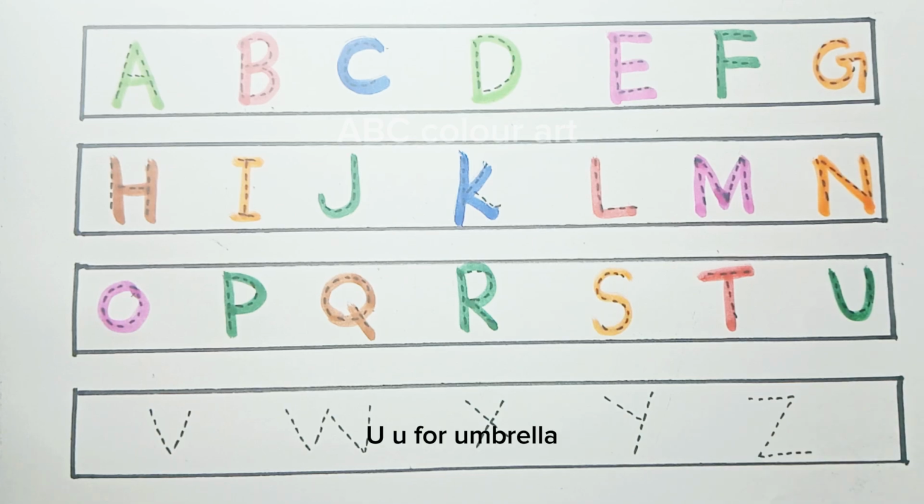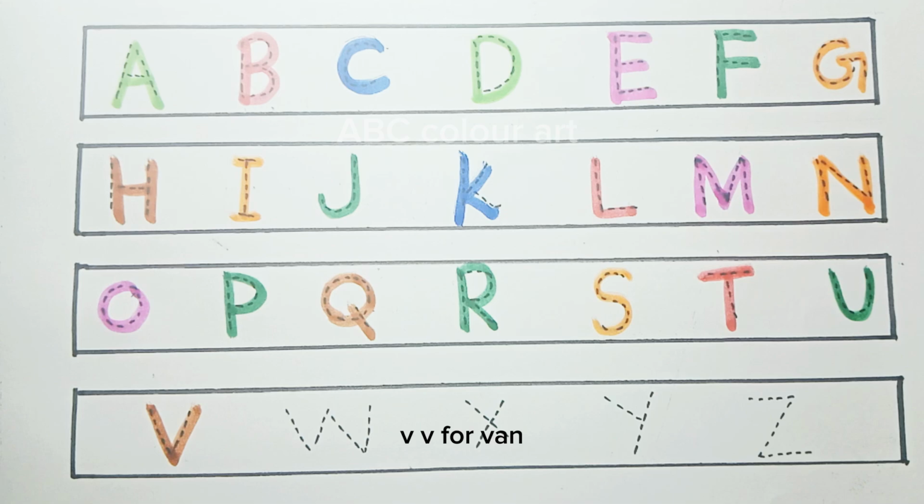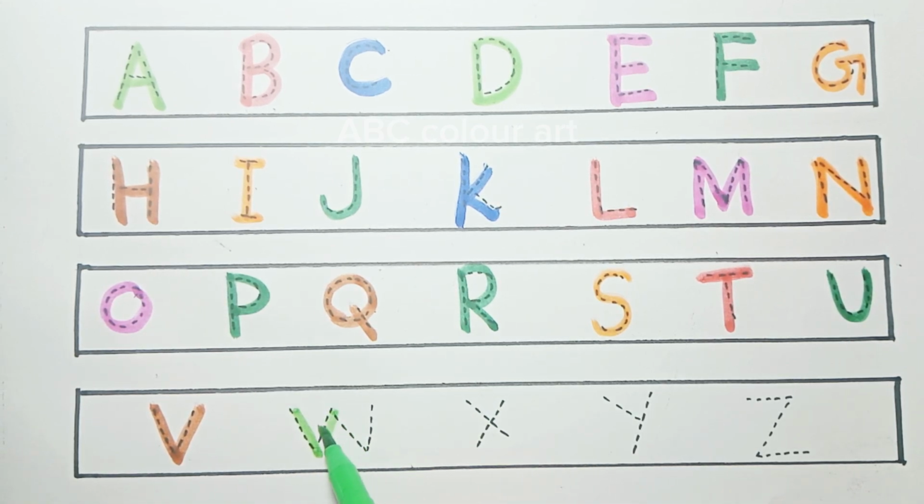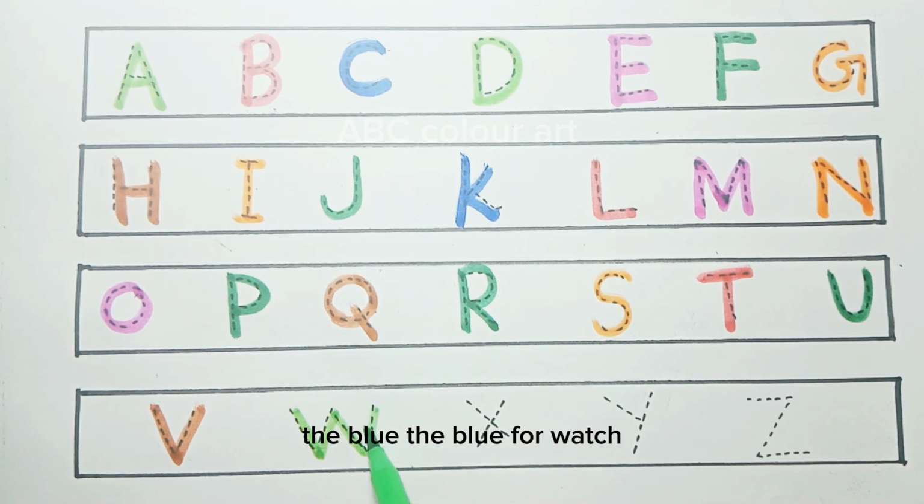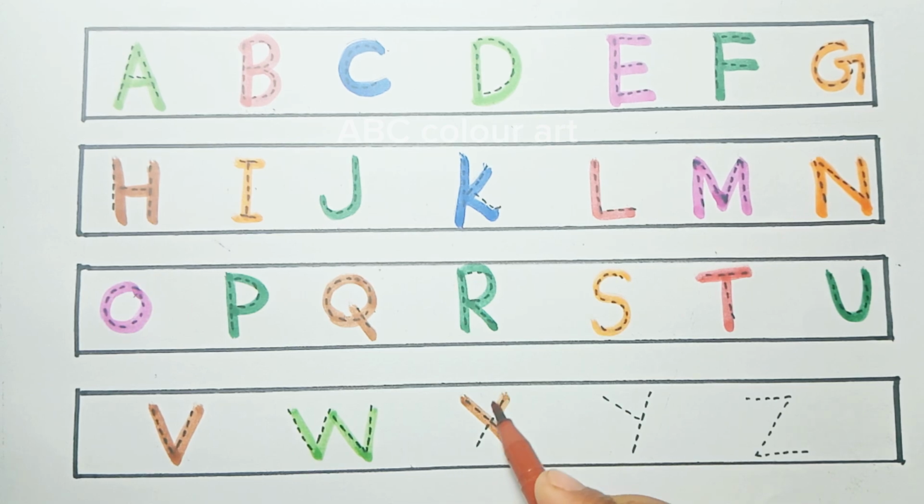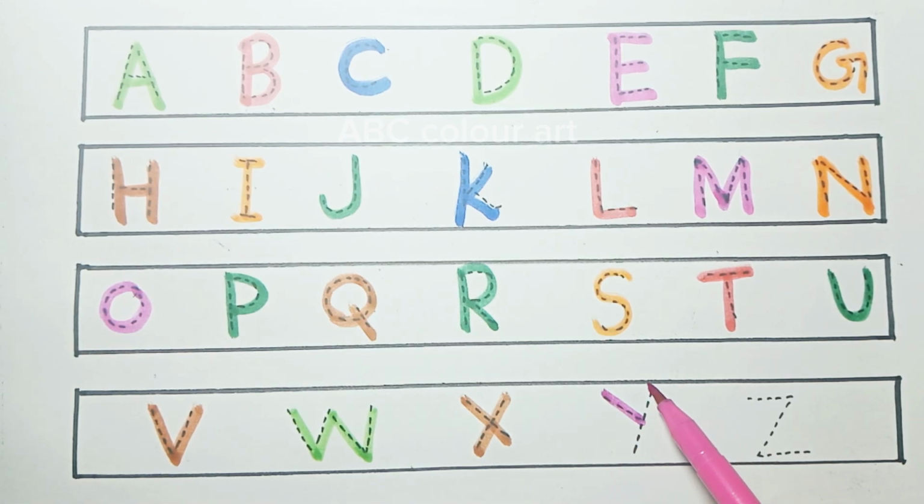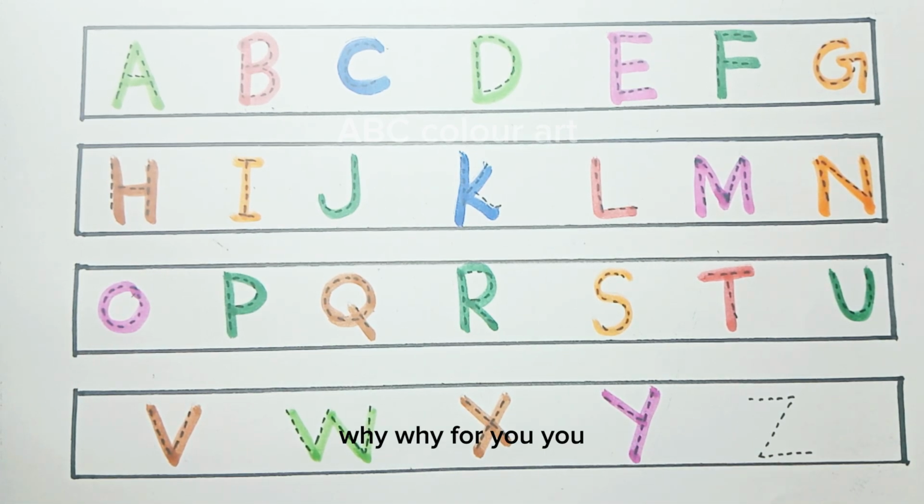U for umbrella, V for van, W for watch, X for Xmas tree, Y for yo-yo.